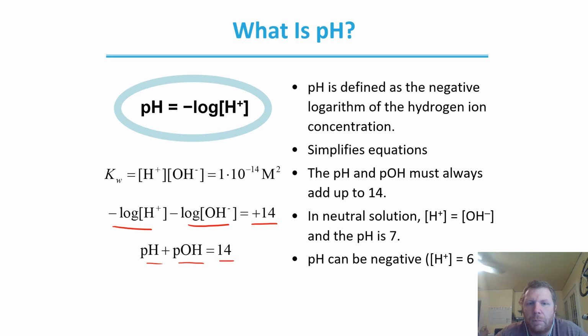So if your pH is 7, what's the pOH? It's 7. If the pH is 6, what's the pOH? 8. Now pH can be negative if our hydrogen ion concentration, our proton concentration, is high, for example 6 molar. But in a neutral solution, our proton concentration and our hydroxide ion concentration are equal, and the pH is 7 ultimately.